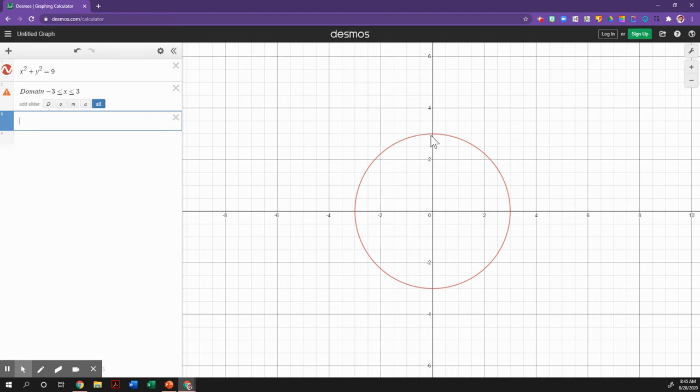Now the range, same thing. When I look at the y-axis and I start here at the origin, the function only exists as long as I'm between 3 and -3. So my range would be the same thing: -3 less than or equal to y, sorry, y, less than or equal to 3, because that's the only place that the circle exists.